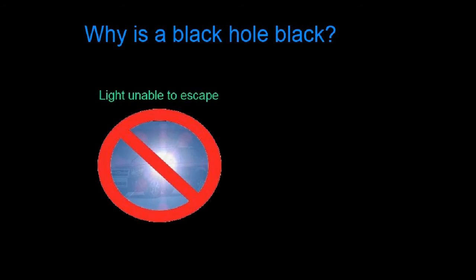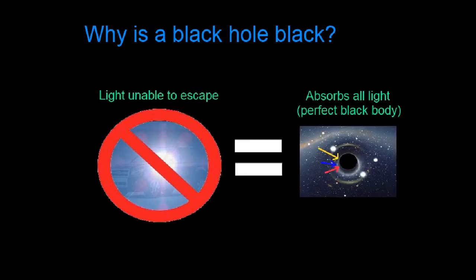Why is a black hole black? Well, since light is unable to escape, that means that the black hole absorbs all light and emits no light, which essentially means that it's a perfect black body.